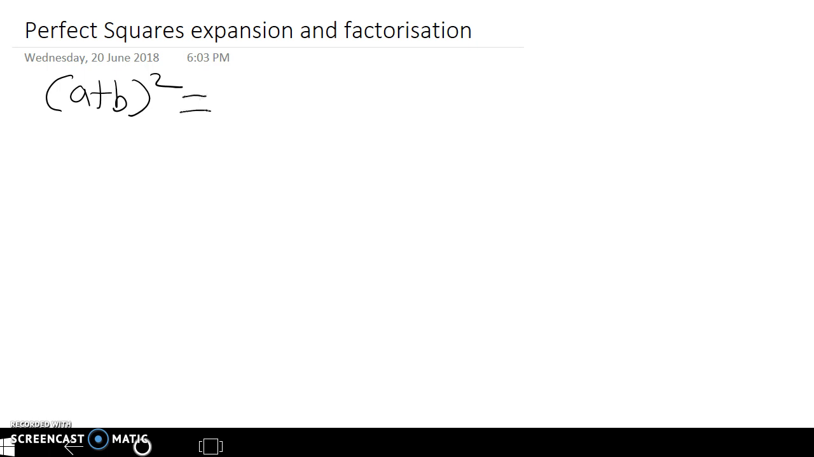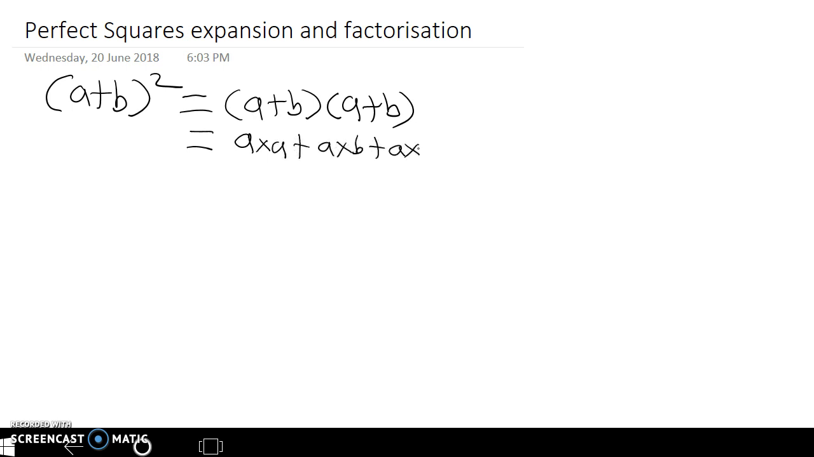So first we'll just see what this looks like when we use FOIL. So when something is squared, all that means is that we have two of that. So for this bracket, multiplied together. So I just have the a plus b all multiplied twice. So if we use FOIL on this, we see that we get a times a plus a times b plus a times b again, where the order does not matter, and then b times b. So I see I get a squared plus 2 lots of ab plus b squared.